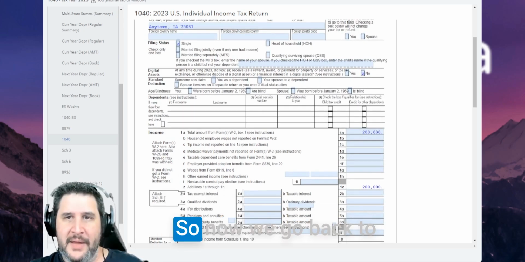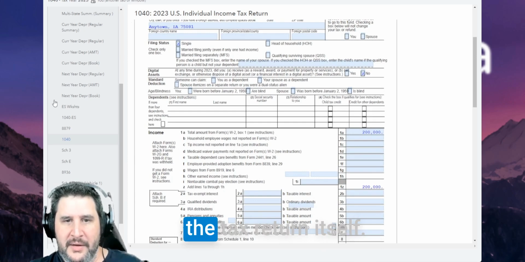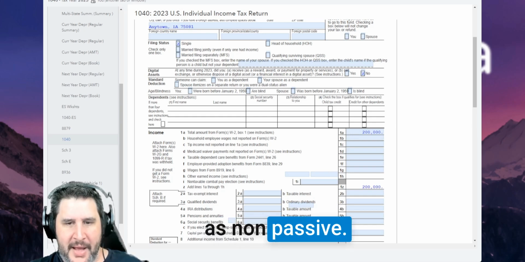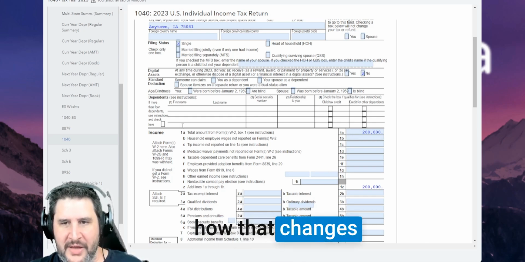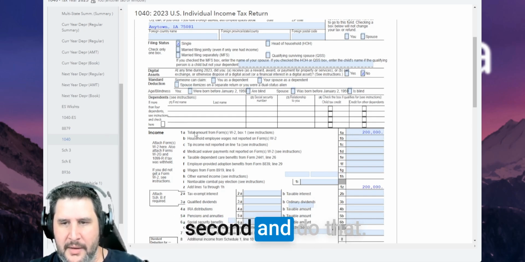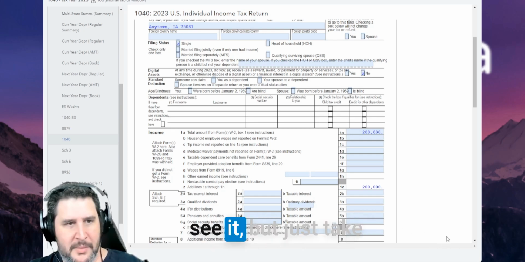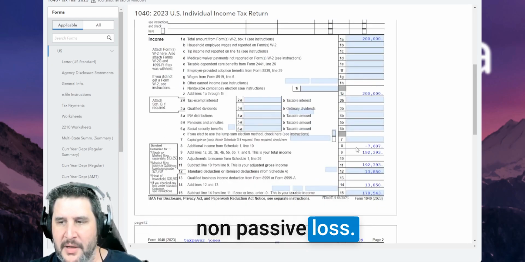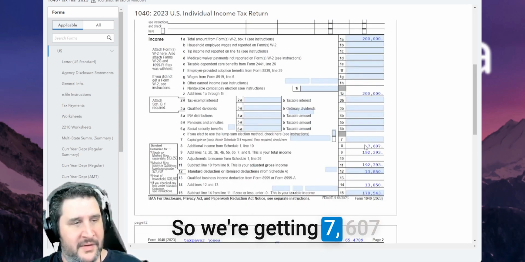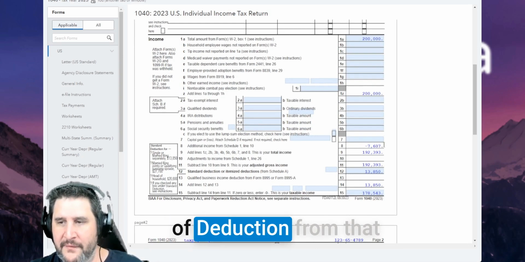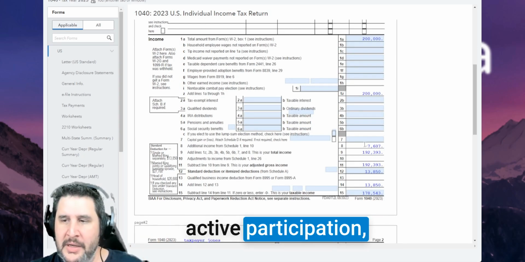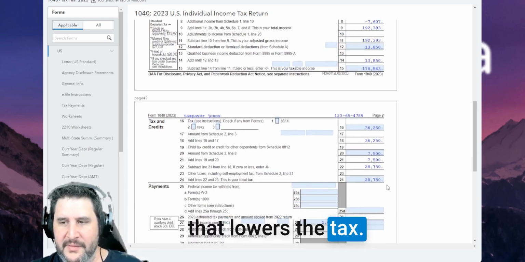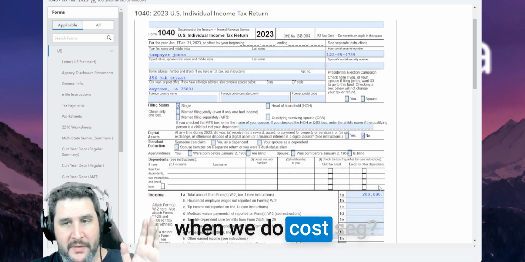Okay, great. So now we go back to the tax return itself and we mark it as non-passive. So I'll show you how that changes things here in just a moment. I know you can't see it, but just take my word for it. So now we refresh and now it's a non-passive loss. Okay, great. So we're getting $7,607 of deduction from that active participation, and that lowers taxable income and that lowers the tax. Great. Now what happens when we do cost seg?